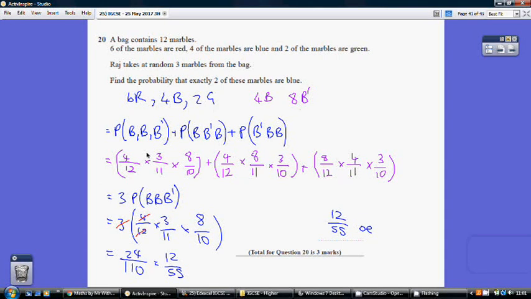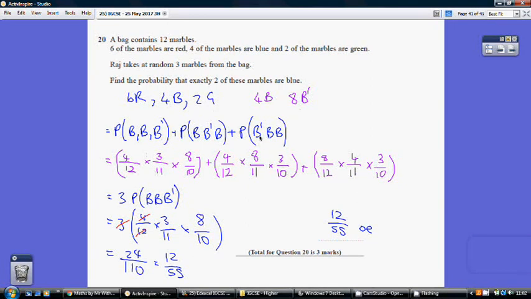So if you work through each of these in turn, following this scenario here, a blue, blue, not blue, that's 4 out of 12 and then 3 out of 11. Remember, as you pick that second marble, there's only 11 in the bag, and then thirdly, as we pick a not blue, it's 8 out of 10. Or this is another way we could get 2 blues, a blue, not blue, blue. So that's 4 out of 12 for a blue, then 8 out of 11 for not a blue, then 3 out of 10 for a blue.